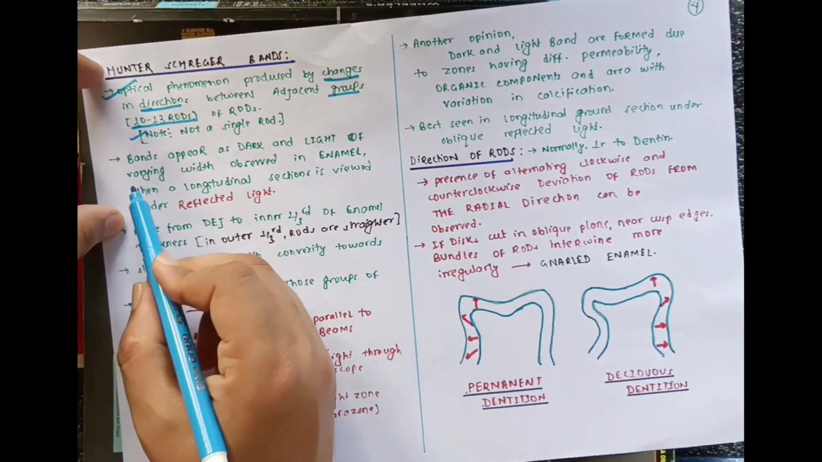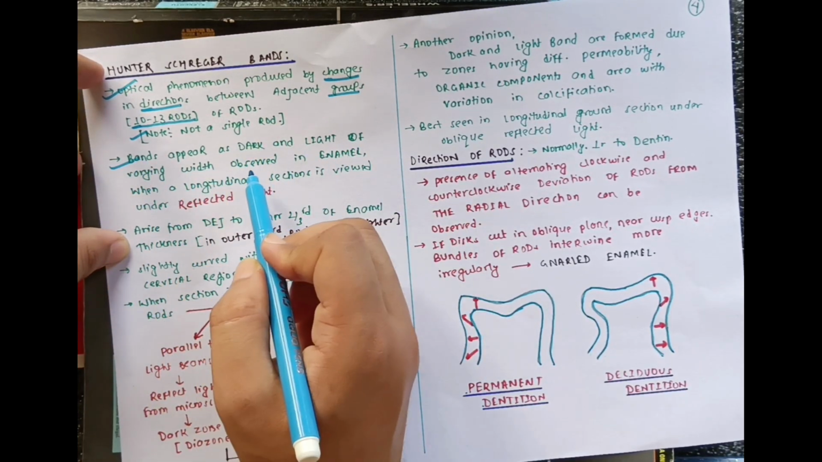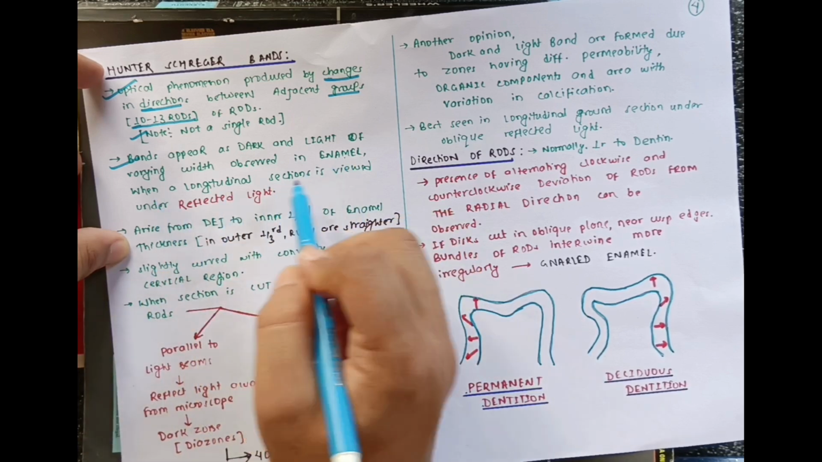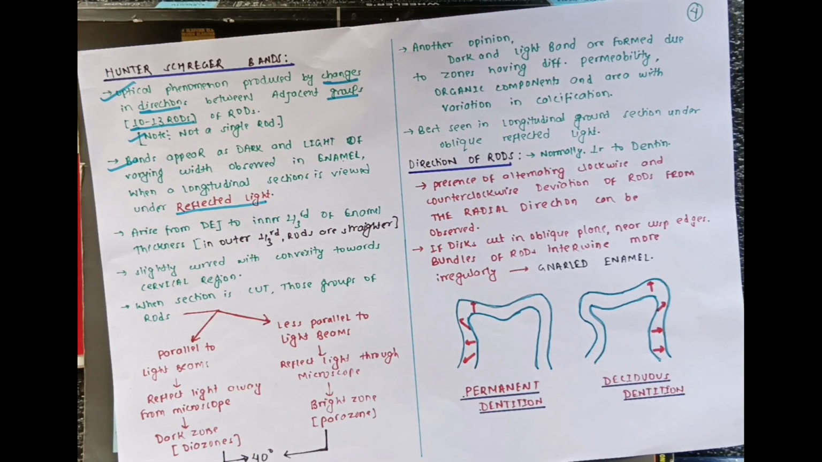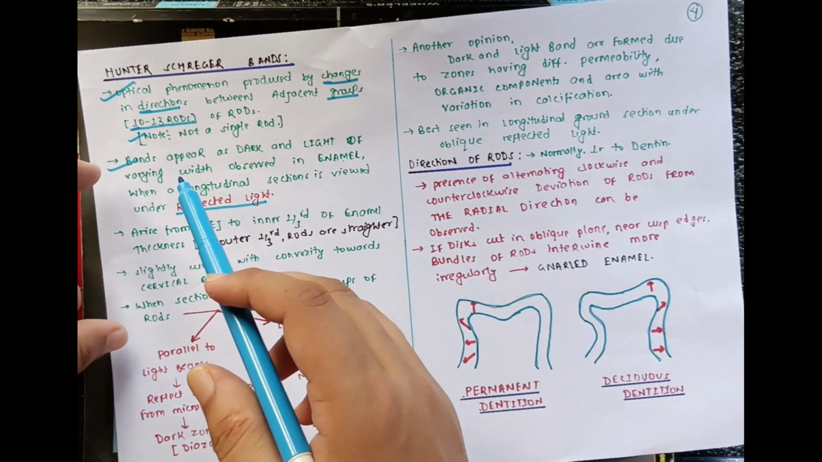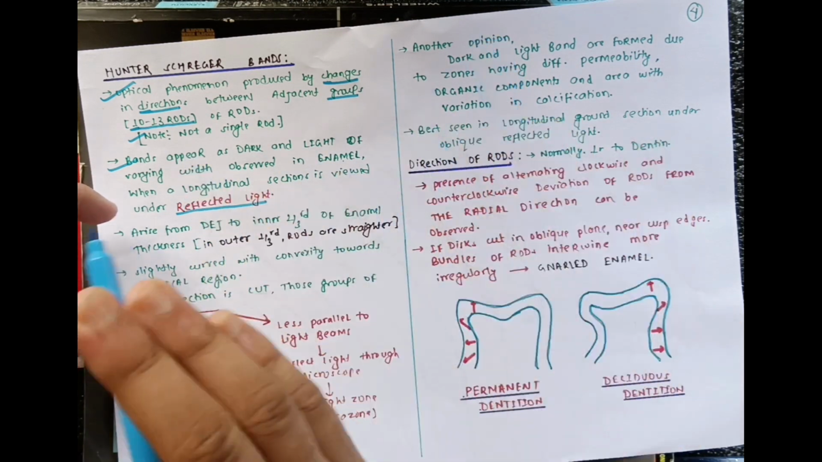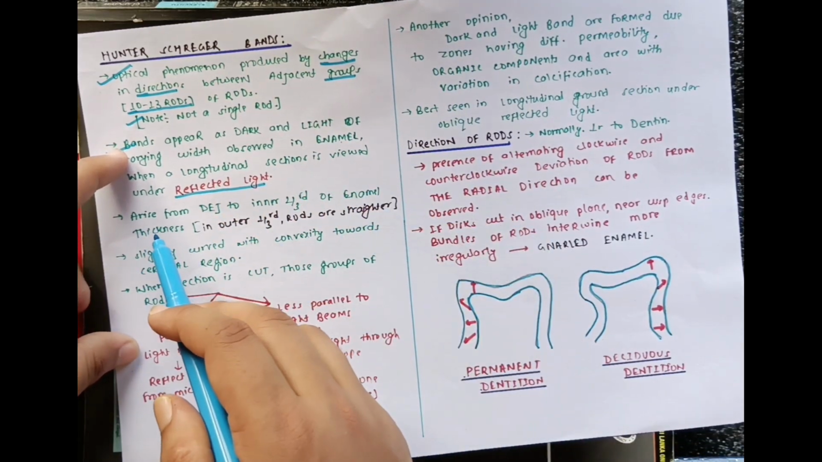After that, I have written that they are bands which appear as dark and light bands of varying width, observed in enamel when a longitudinal section is viewed under reflected light. This point is also important. Just remember that in reflected light there is an appearance of the Hunter-Schreger band, but in transmitted light there is an absence of the Hunter-Schreger band.